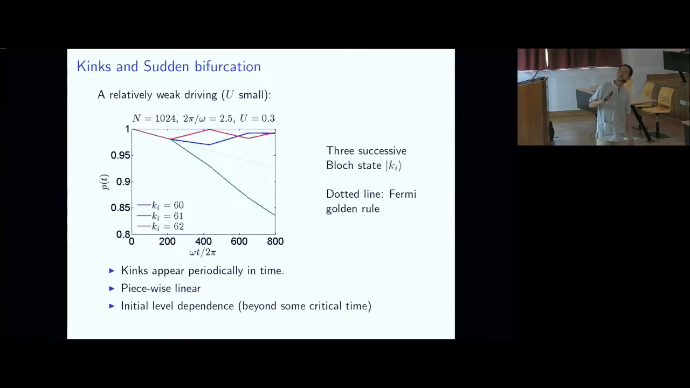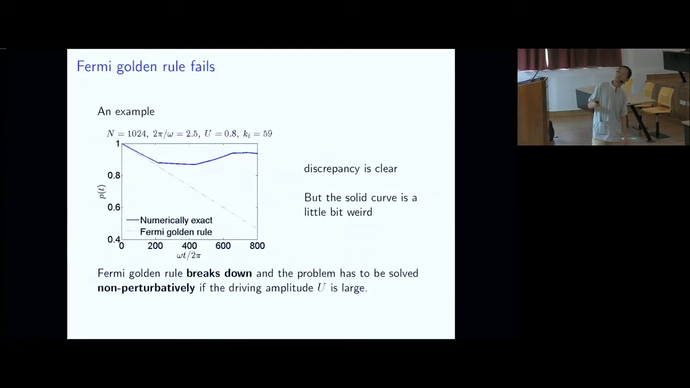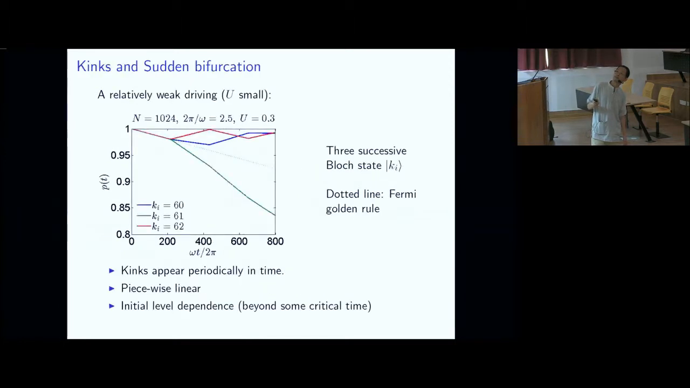Now we have decreased our driving amplitude. Initially it's 0.8. Now we decrease it to 0.3. So now we see the Fermi's golden rule is very good. The dotted straight line is the Fermi's golden rule prediction.